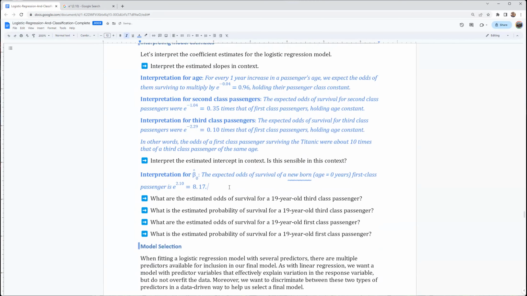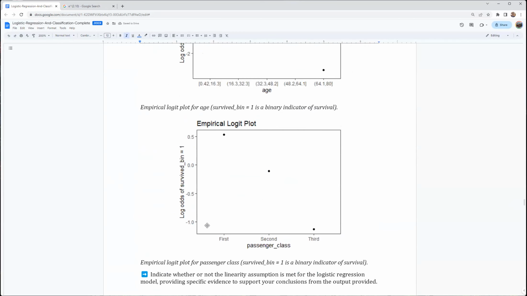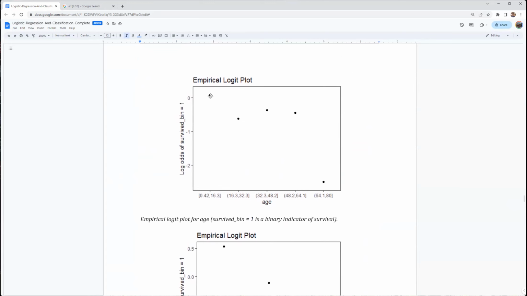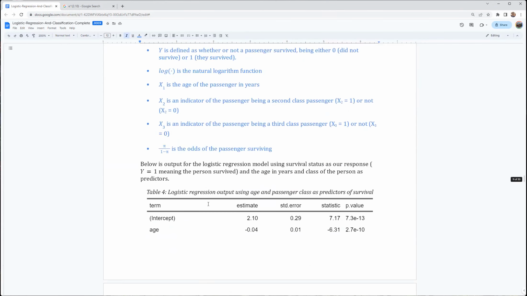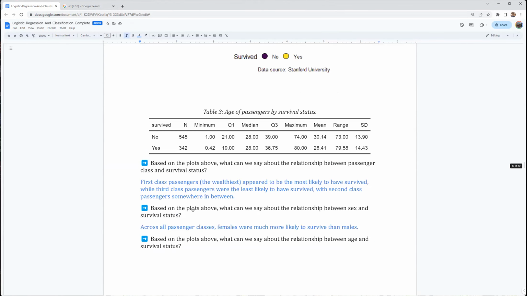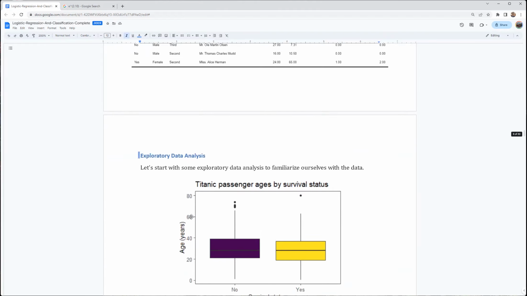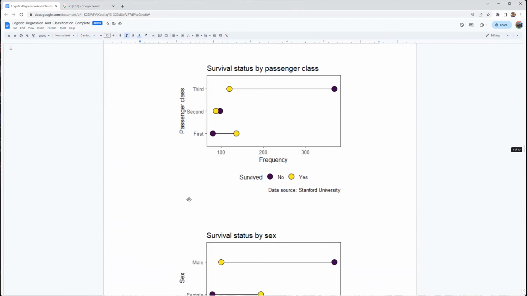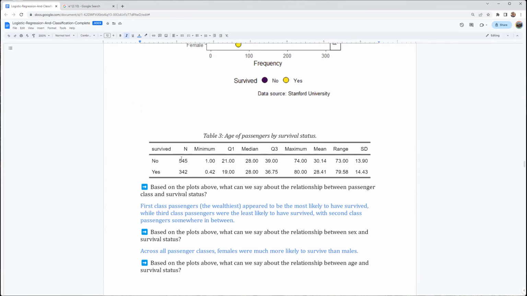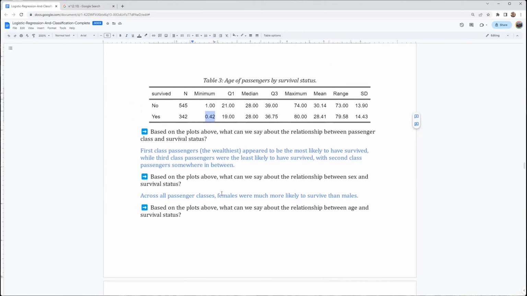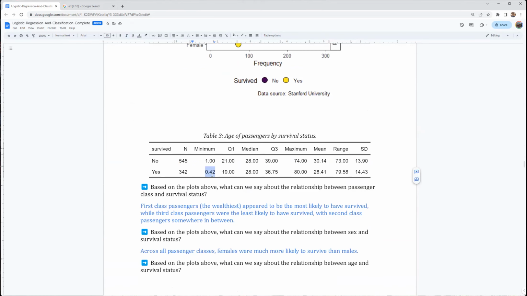Is this sensible in this context? Is it extrapolation? Well, let's see. So first class passengers are in the scope of our data. What about a zero-aged passenger? We look at the summary statistics for age. We really would need a zero-aged first class passenger in the data set to have it not be extrapolation. But if we look at the summary statistics, which are not broken down by class, we can see the youngest person was 0.4 years old. So nearly a newborn, right? But technically extrapolation because zero is outside the scope of the data.